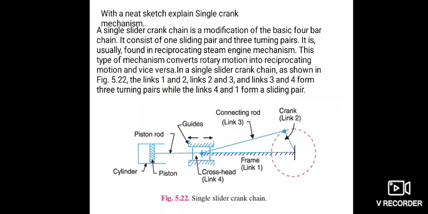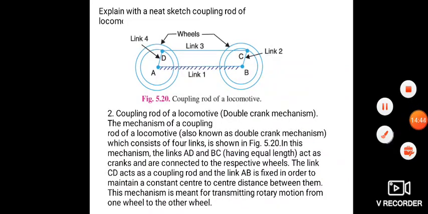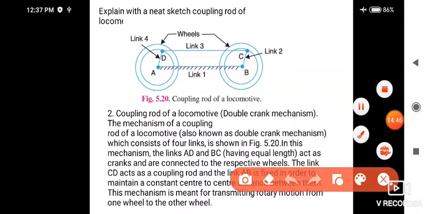Explain with a neat sketch the coupling rod of a locomotive engine. Here it is also called the double slider crank chain mechanism. You have to remember this one. So here we have 2 cranks. The coupling rod of a locomotive is also called a double crank mechanism.